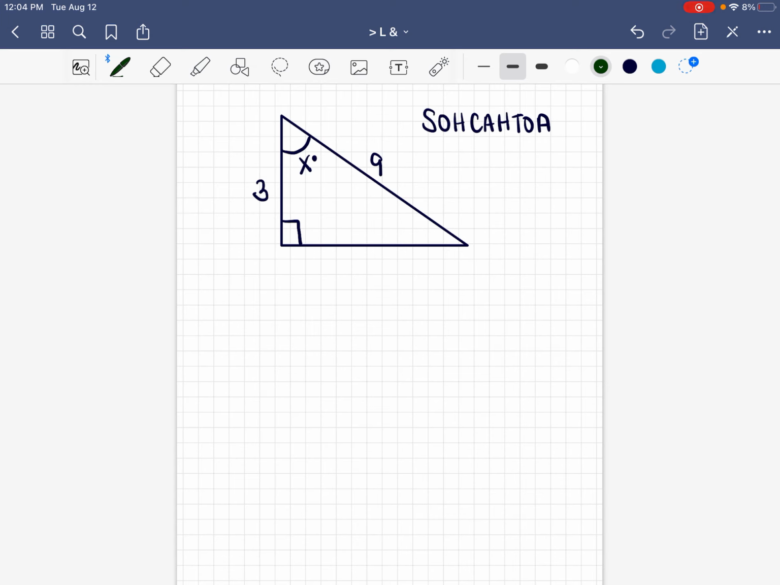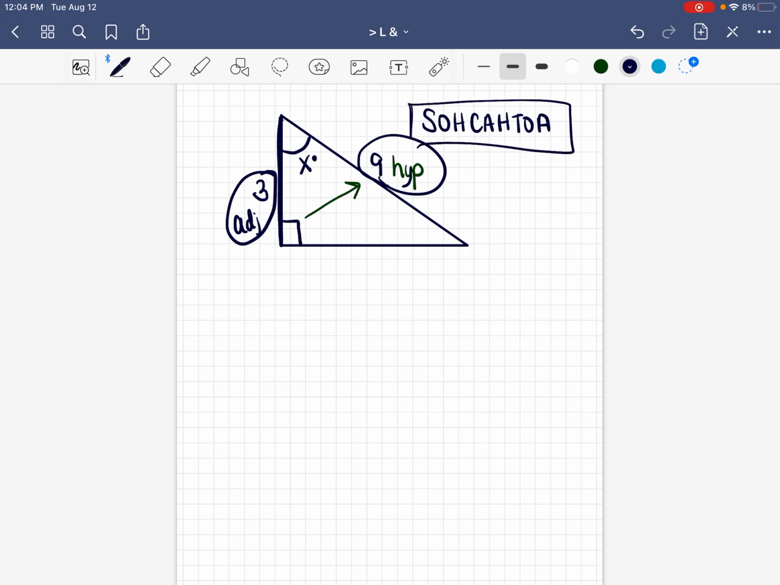Question 2. So again, the first step is we try to identify what sides we have. So I'm going to go ahead and say across from the right angle is the hypotenuse. And then we have this side, which is attached to the angle, so it's the adjacent. So we are given the adjacent, and we're given the hypotenuse, and we have an angle. So I'm going to look at my SOH CAH TOA, and I'm going to ask myself, what do I use if I have the adjacent and I have the hypotenuse? I use cosine because I have the adjacent and I have the hypotenuse.